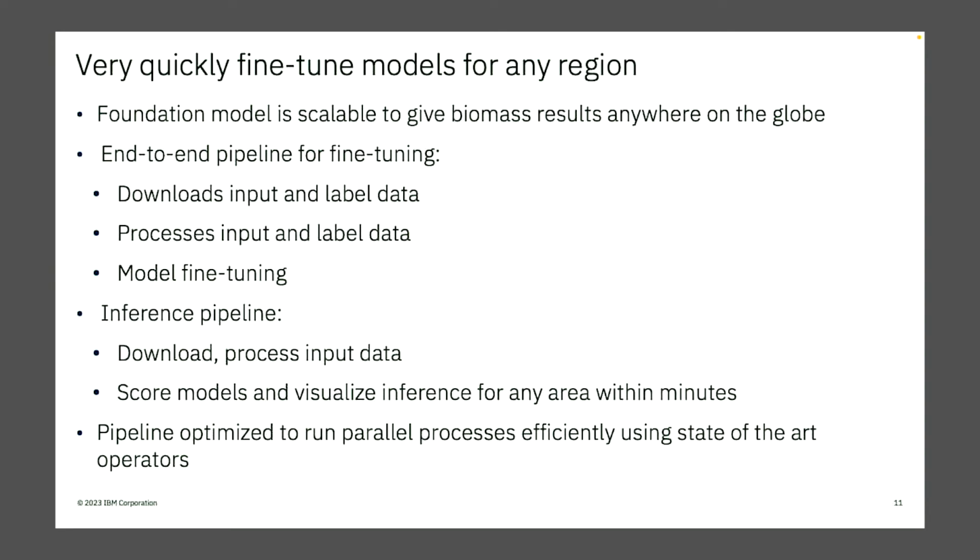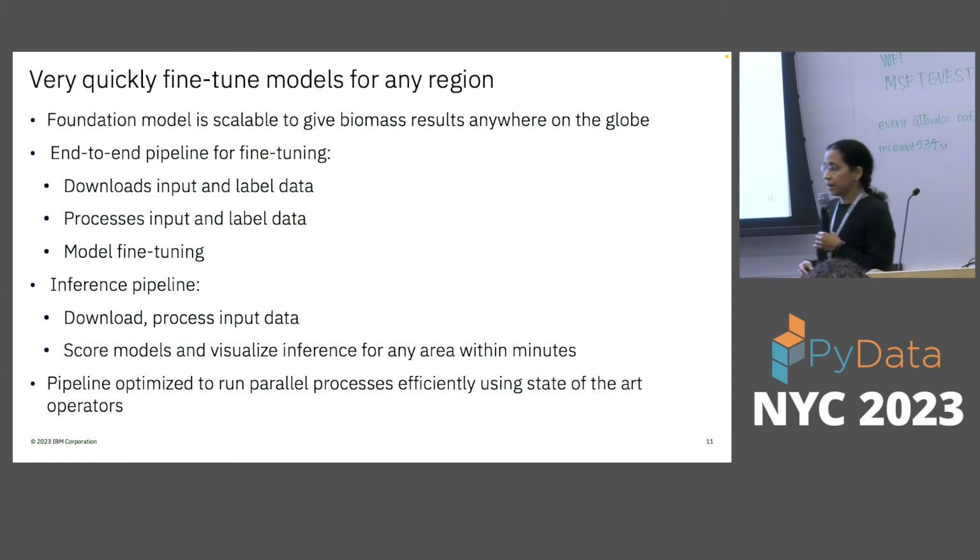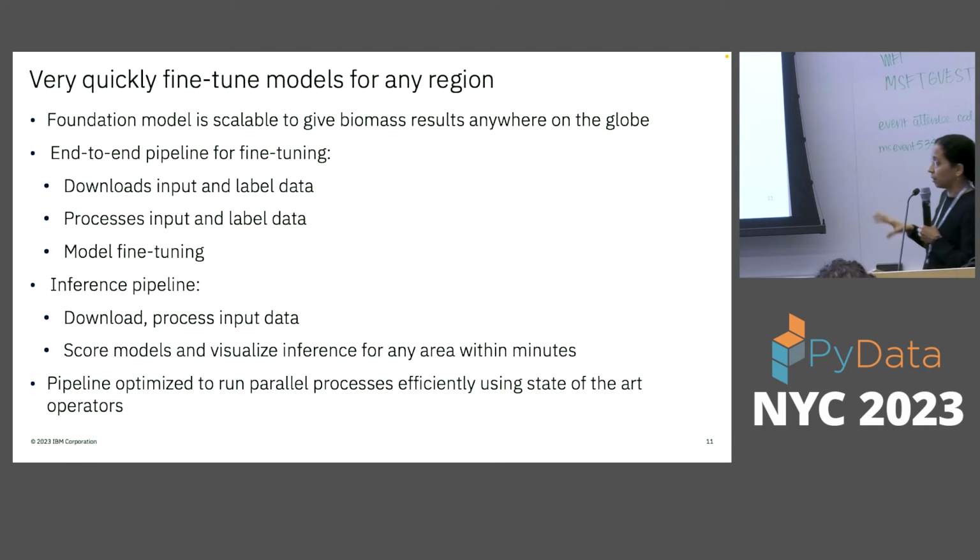We have to process the input data. We have to harmonize the data with the label data, do the modeling, and then train, tune, test, and then deploy them, and we have an inference engine that can score the model. And then we can do some processing afterwards that will take the biomass density, calculate the carbon, and build some statistics on top. So that's the approach that we are using.